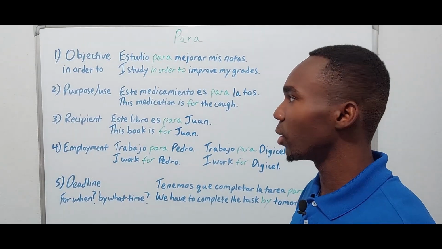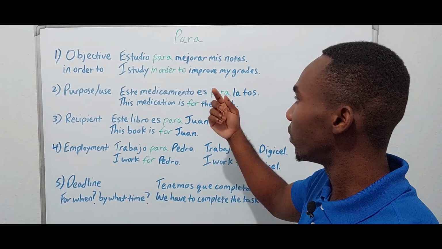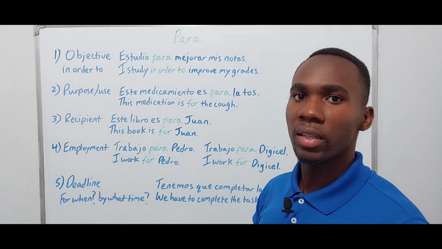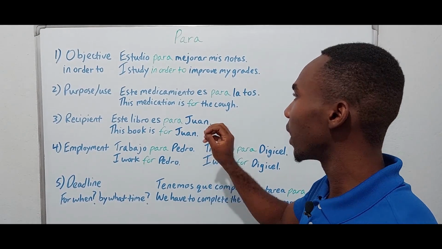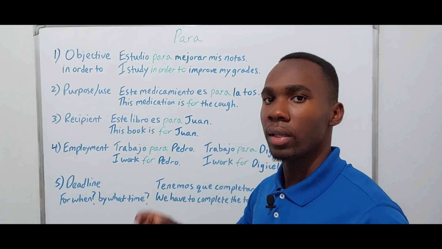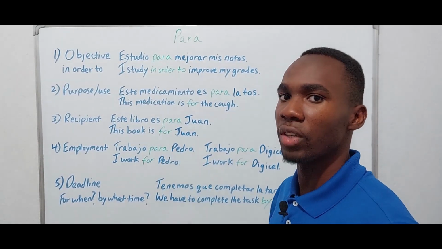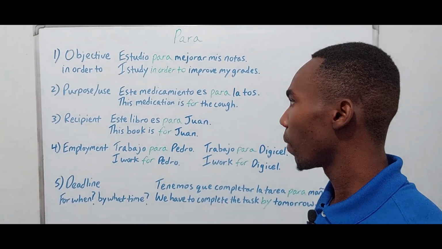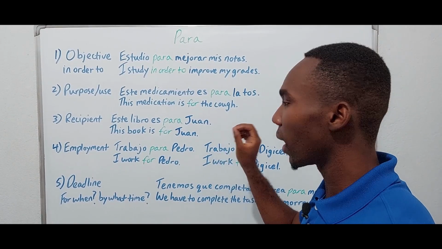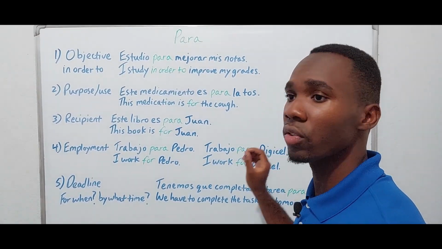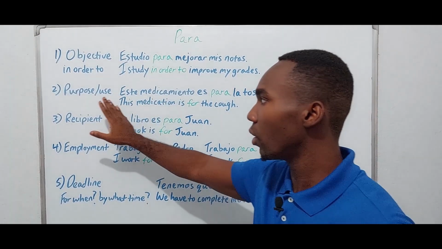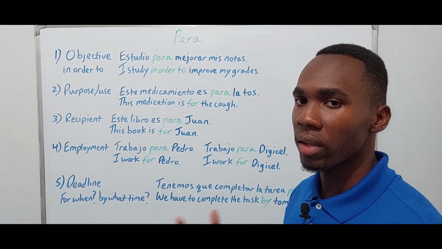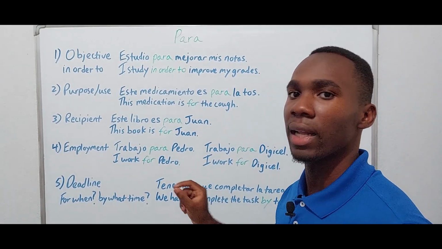But if we wanted to express an objective, we would say, well, to be honest, let me not say that. When I said "este medicamento es para curar la tos," that could also be a purpose. Not necessarily an objective, but it could be a purpose as well. So I stand corrected. "Este medicamento es para curar la tos" is also fine, and that would also be considered a purpose, or use. So what is the medication used for? Para curar la tos.